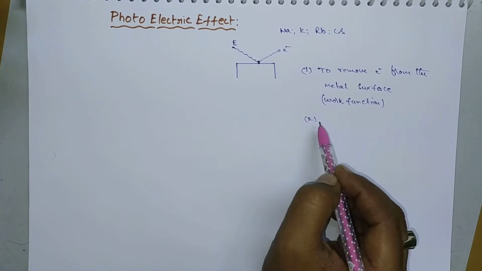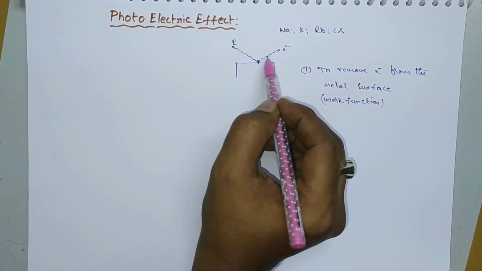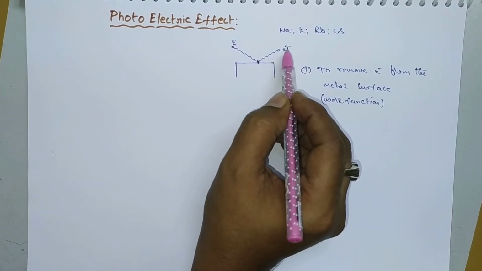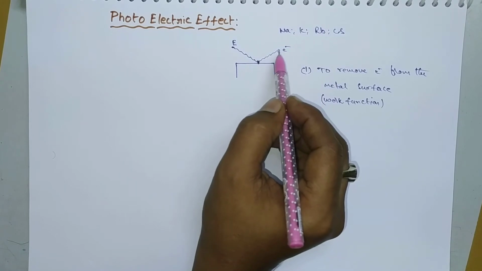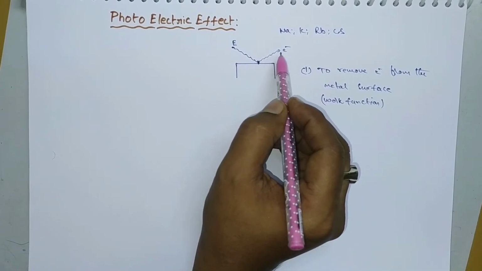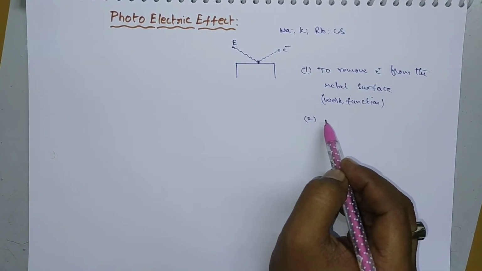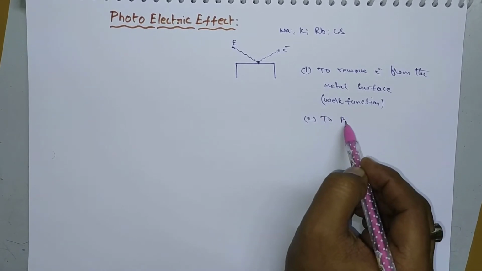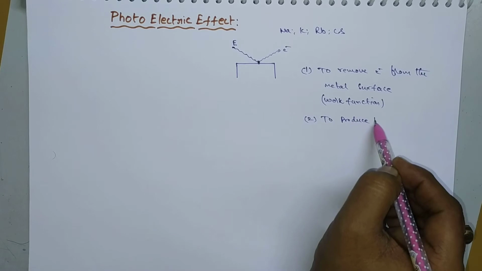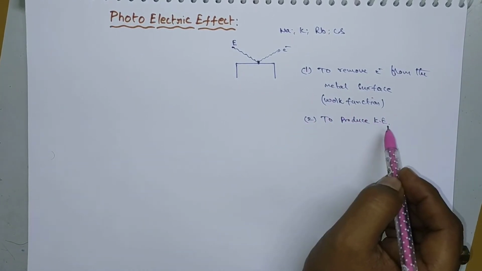Some amount of incident energy is used to remove the electron from the surface of the metal, and the remaining energy is used to produce kinetic energy. The ejected electron will possess some amount of energy, that means it also possesses some momentum, so it should have some kinetic energy. The remaining energy is converted into kinetic energy.